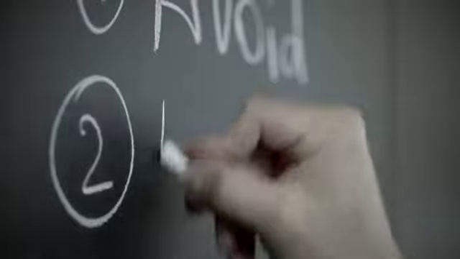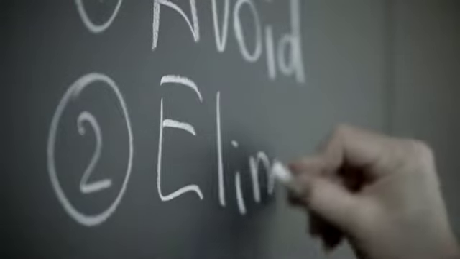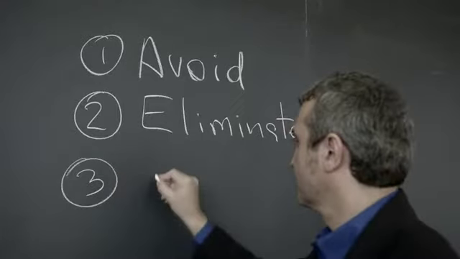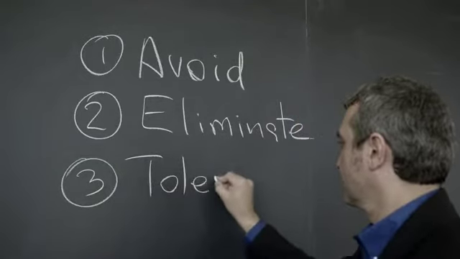First, we try to avoid getting infected. And if that doesn't work, our immune system, of course, tries to get rid of the pathogen. And if that doesn't work, we also try to tolerate the presence of pathogen.